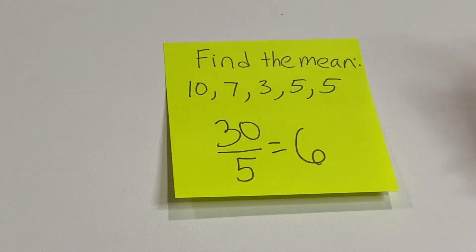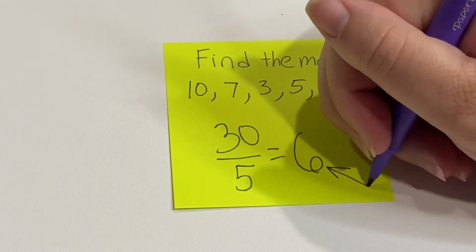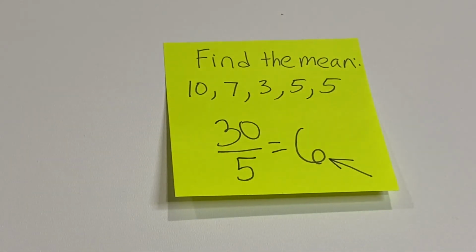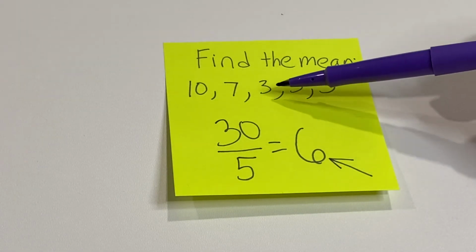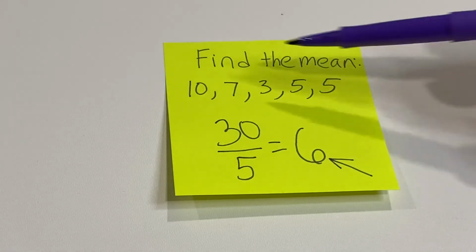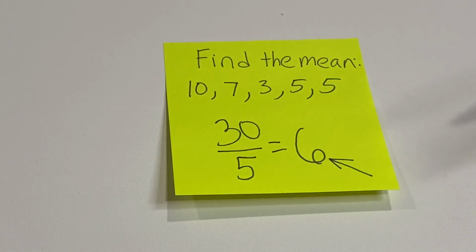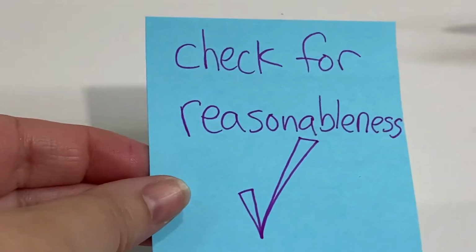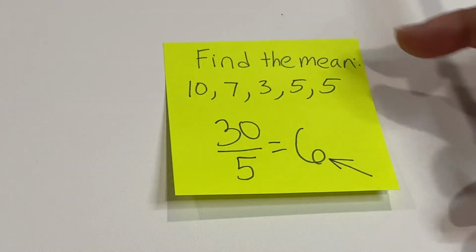Oh, that's what our mean was on the other one. So you can see, you can have the same mean on a different situation. So is that reasonable? Yes, it's between 3 and 10, and it's actually pretty close to the middle between them. So that's going to be very, very reasonable. So yeah, that's how you do it.